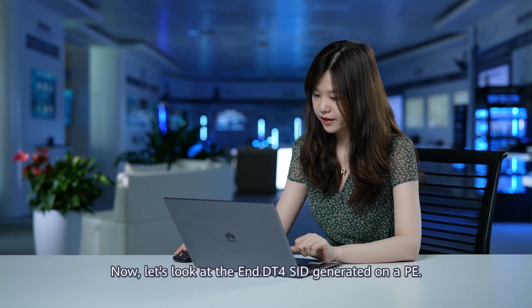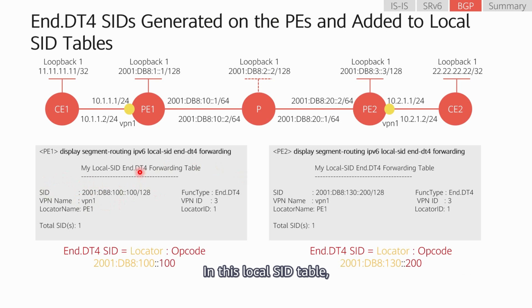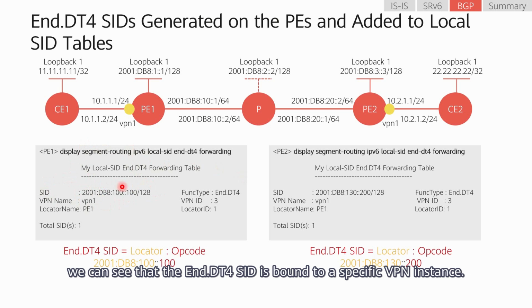Now let's look at the AND.DT4 seed generated on a PE. This type of seed has only local significance. In this local seed table, we can see that the AND.DT4 seed is bound to a specific VPN instance.